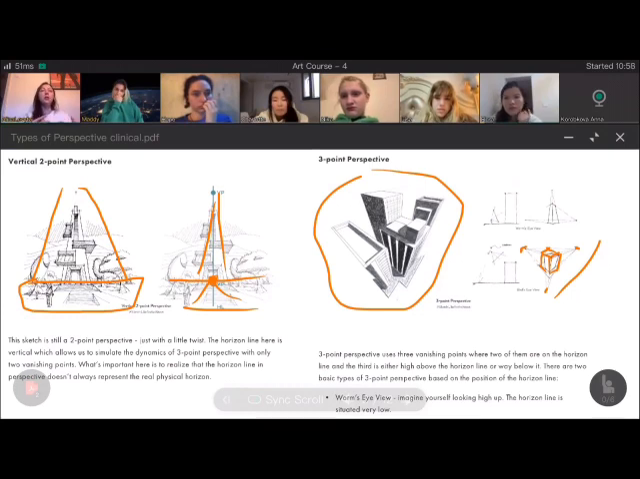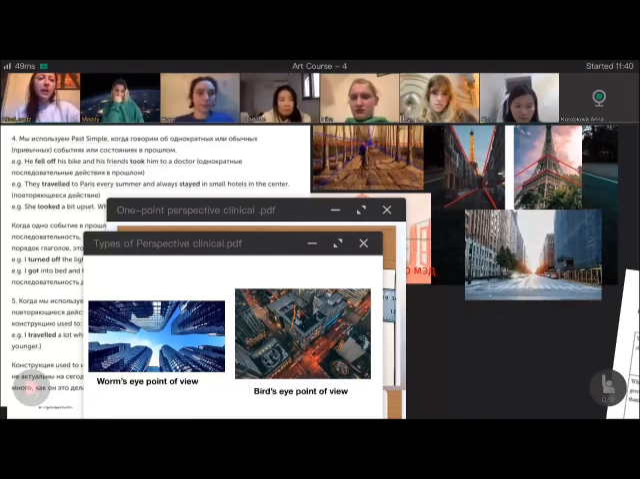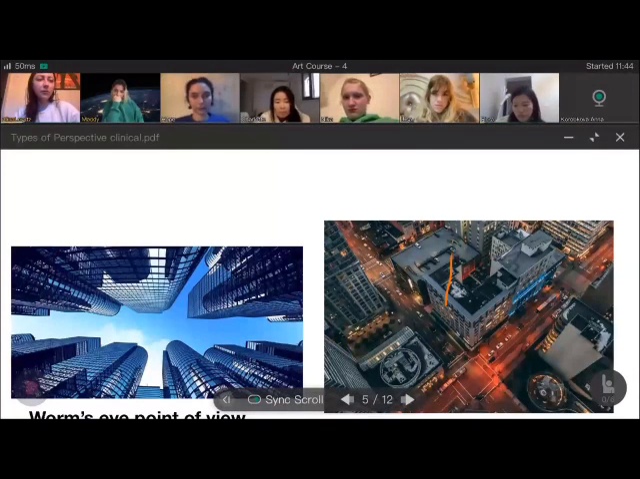Have you ever heard of the bird's eye? Bird's eye view. It's like when you go up into the building and you can see the whole city. That's the bird's eye, yeah, where the birds fly. When we look up from down and we see the buildings above, that's the worm's eye. It's called like that, at least in the art view and bird's eye point of view. Okay. So you can see the examples, yeah, how they look.